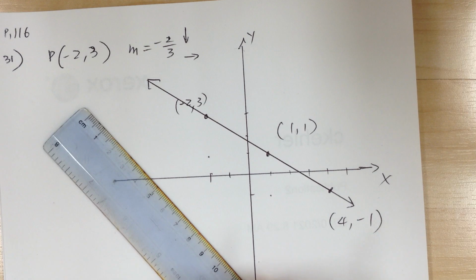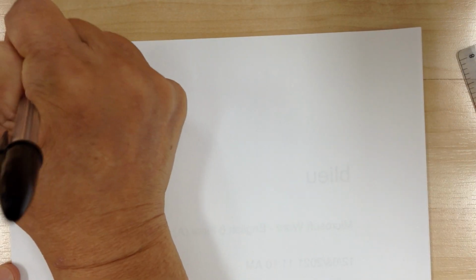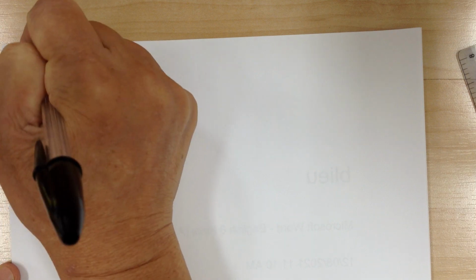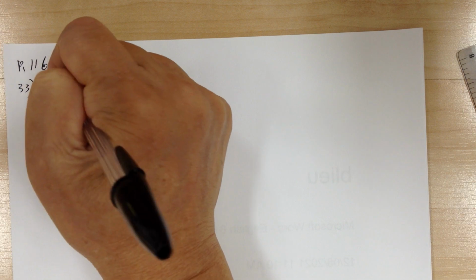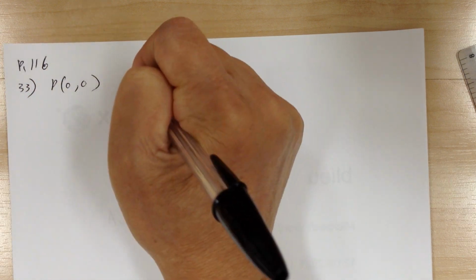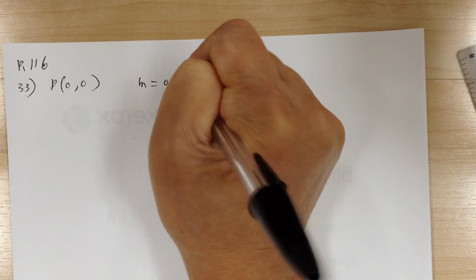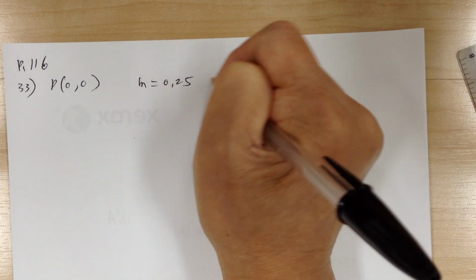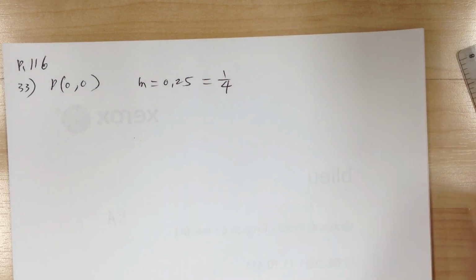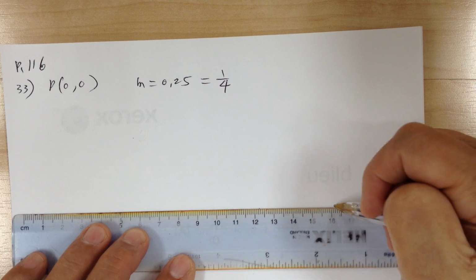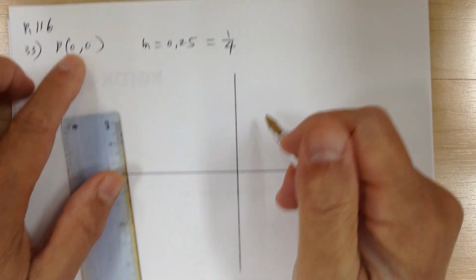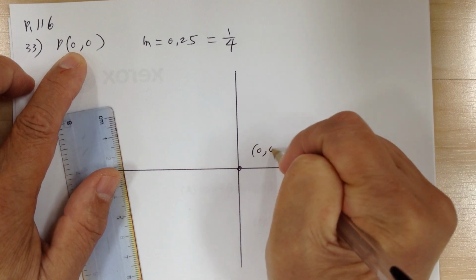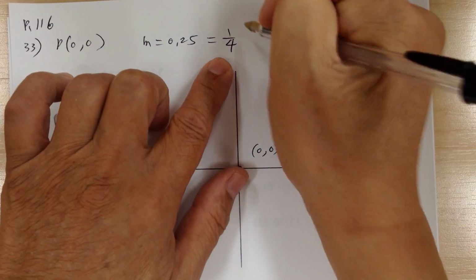Let's go to 33. The point is 0, 0, and m equal to 0.25. So we're going to convert it into a fraction. This is equal to 1/4. So the point is at 0, 0, and the slope is 1/4.